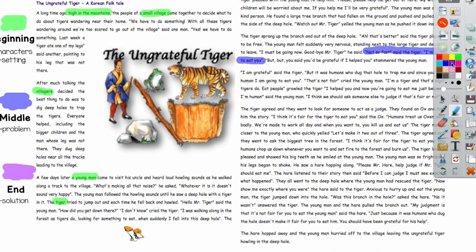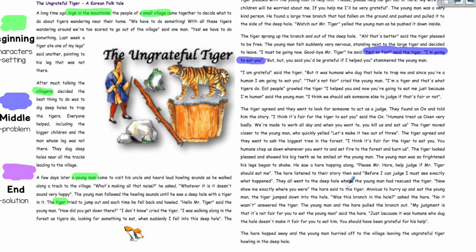So I'm going to go ahead and highlight the solution in my story. The best part of where the solution starts to happen is whenever the rabbit or the hare asks the tiger to jump back into the hole. So I'm going to start right here. "Now show me exactly where you were," the hare said to the tiger.